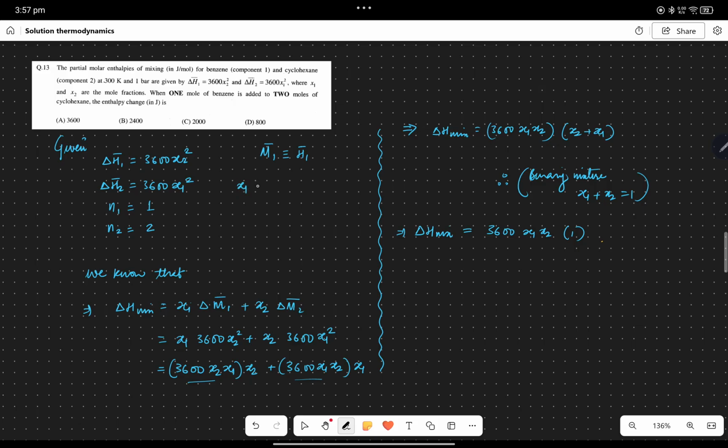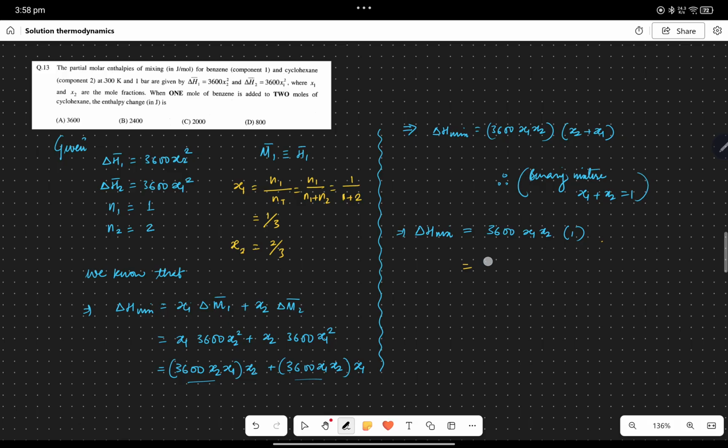So how are we going to get x1? x1 is equal to the moles of benzene divided by total moles, that is n1 by n1 plus n2, which is equal to 1 mole of benzene by 1 plus 2 moles of cyclohexane, and that is 1 by 3. And if this is 1 by 3, that means the mole fraction of cyclohexane is going to be 2 by 3. So we just have to put that value here.